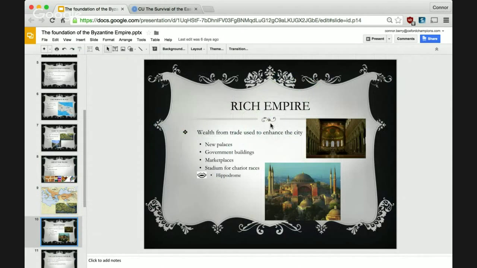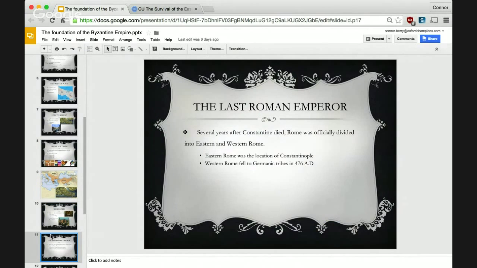And then here we have a little bit extra about how the empire was rich. New palaces, government buildings, a stadium for chariot races called the Hippodrome. This is a very famous building we'll talk about in a bit, the Hagia Sophia. And then we can talk now about the last Roman Empire.